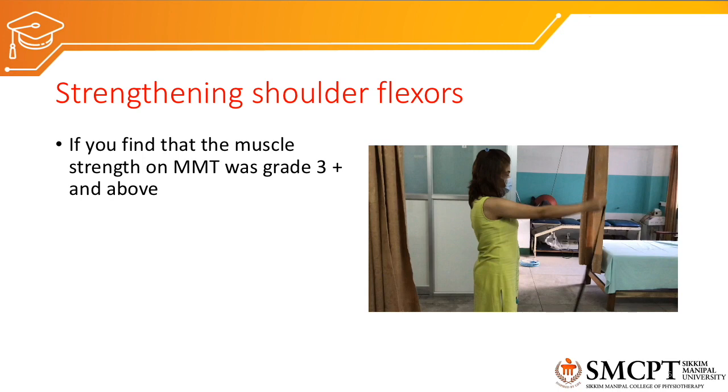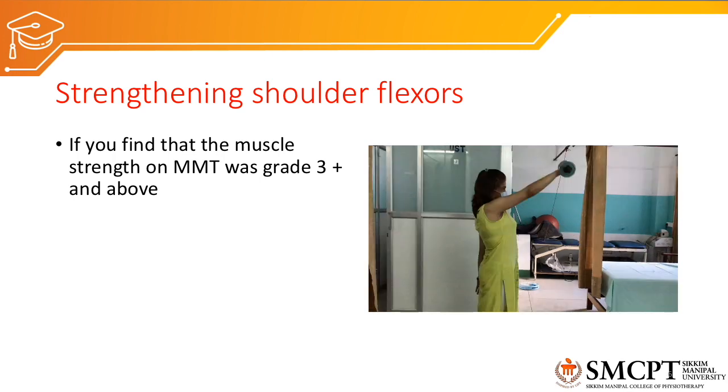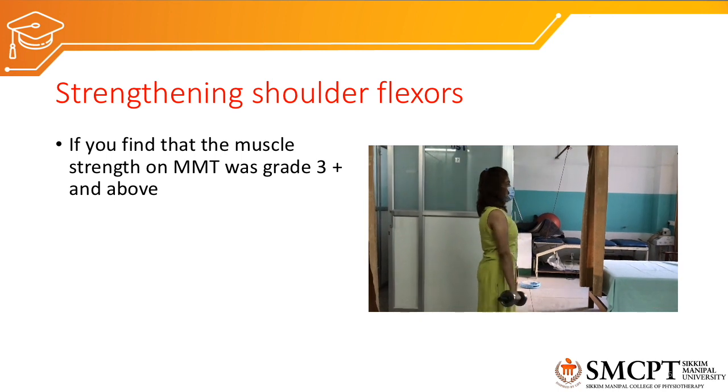It is anterior deltoid mainly and coracobrachialis. Next technique we can see here is by using dumbbells. We can strengthen the grade 3 plus muscle to grade 4 by using dumbbells. This is the procedure of how dumbbells can be used.